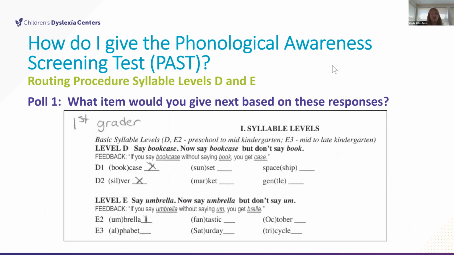Okay, here's our first poll. What item would you give next based on these responses? This is a first grader. And I'm going to bring up the poll. I'm going to give you a minute here to respond to this question. Would you choose "sunset," "market," "fantastic," or "alphabet"?